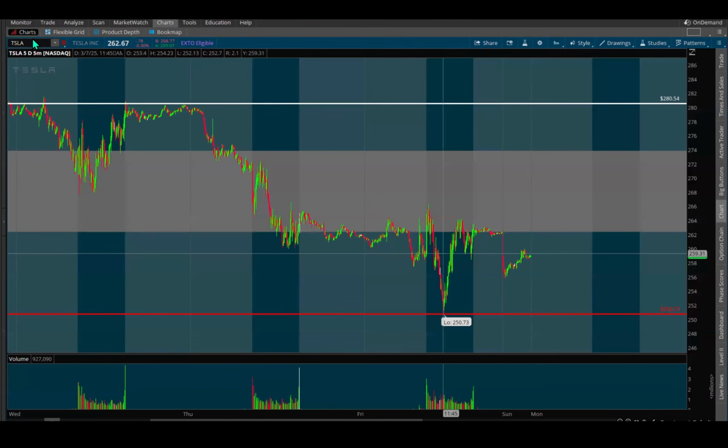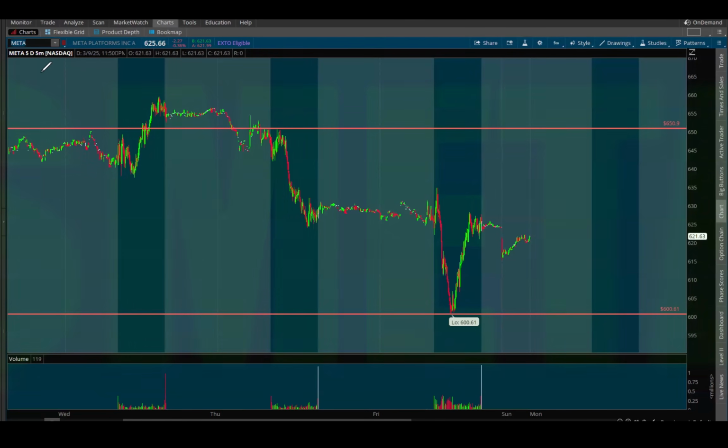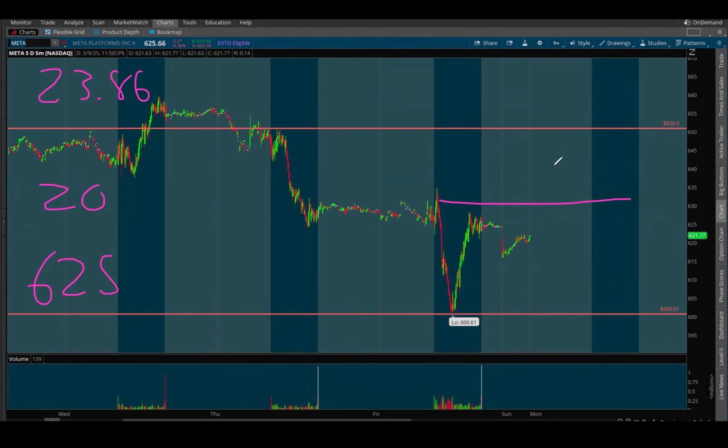Okay, so you could see very clearly with Tesla. Let's do it for one more. Let's do it for Meta, and we'll see the same exact thing. If we're at 625, we know Meta's ATR is like 23.86. We'll call it 20 to be fair, and the price is at 625 currently. So on the call side, we're going to be looking for the 645 to 650 calls, and then on the put side, we're going to be looking for the 605 to 600 puts.